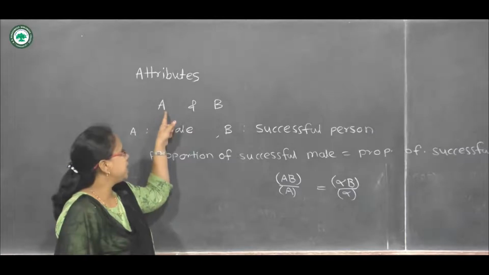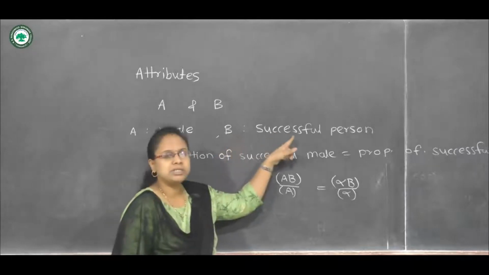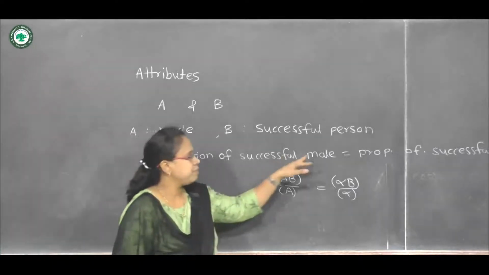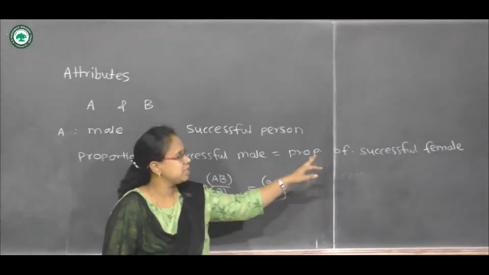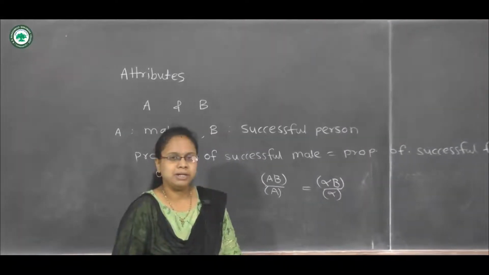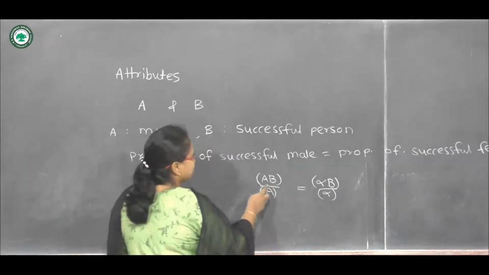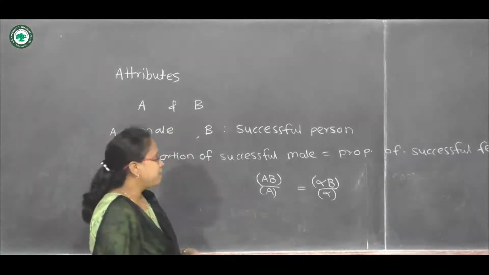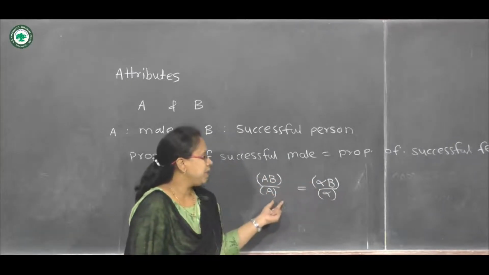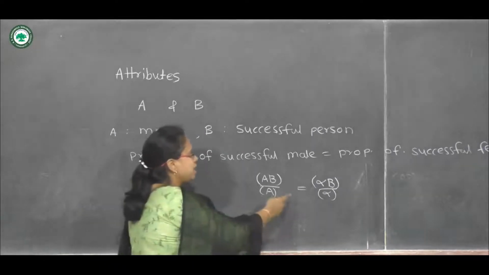Suppose there are two attributes A and B. Suppose A denotes male and B denotes the successful person. Then if the proportion of successful male equals the proportion of successful female, we say that the attributes A and B are independent. In notation we can write this: AB denotes the successful male, alpha B denotes the successful female. These are the proportions among male and female. If they are equal, then we say that these are independent.